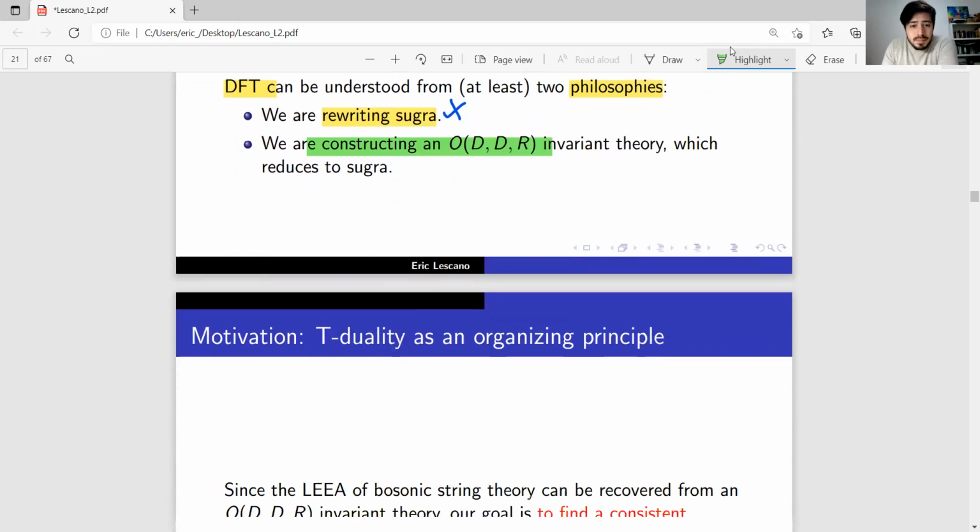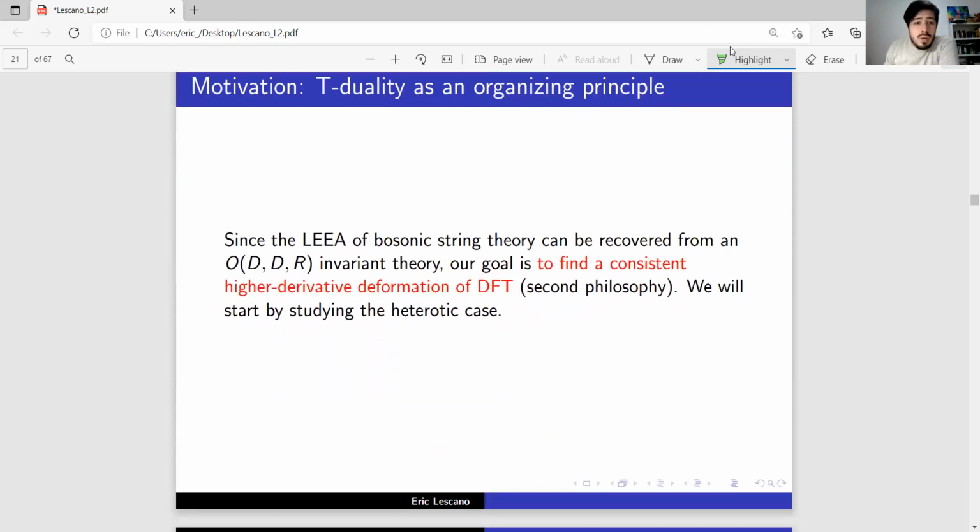So let's move on. The low energy effective action of the bosonic string can be recovered from an O(D,D)R invariant theory. And I think this was an exercise in Gianluca's lectures. You have to reproduce the supergravity Lagrangian. And I think I have the same exercise in my lecture too. So you are forced to do something like that. And our goal now is to find a consistent higher derivative deformation, second philosophy, and we start studying the heterotic case. We will study this case, the heterotic case.